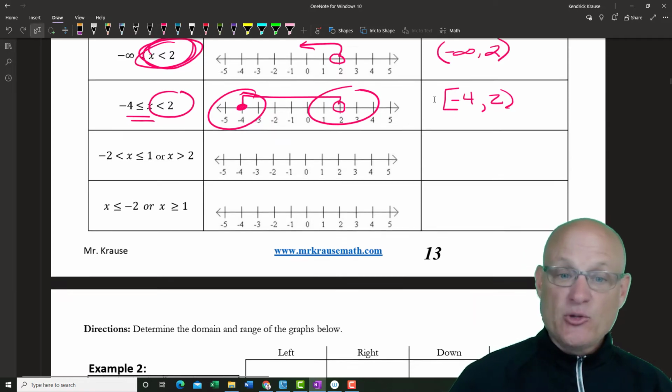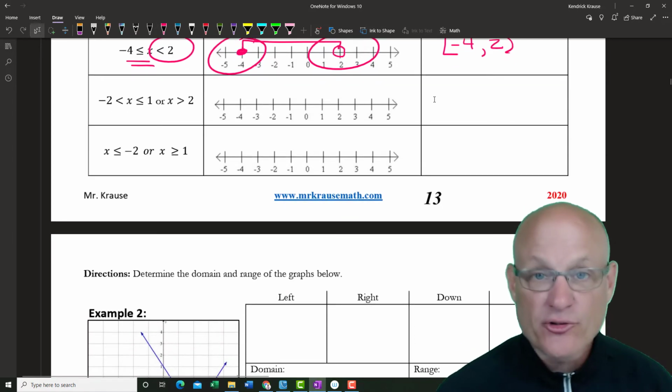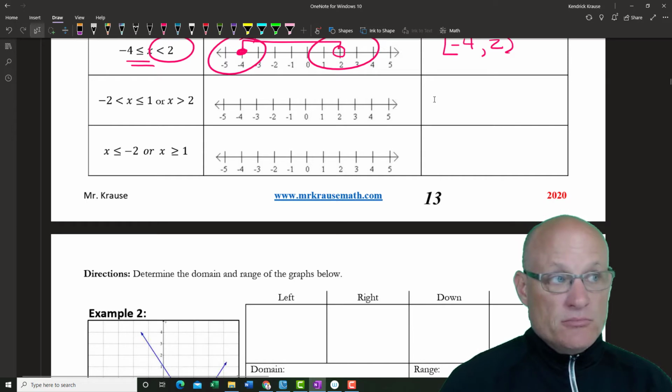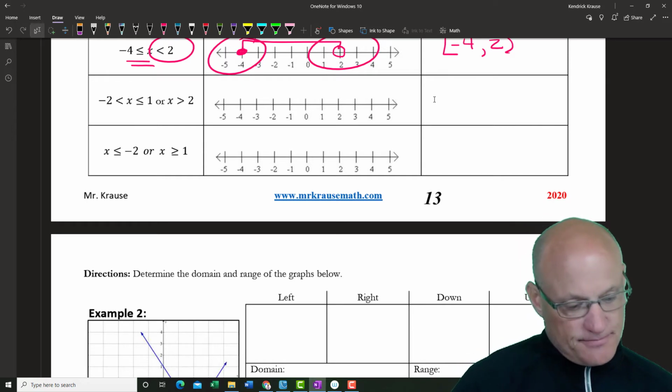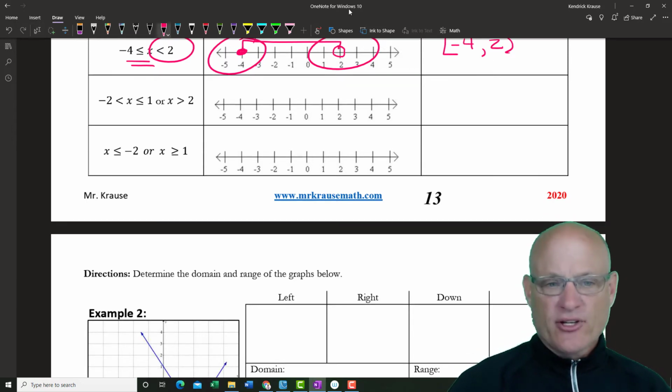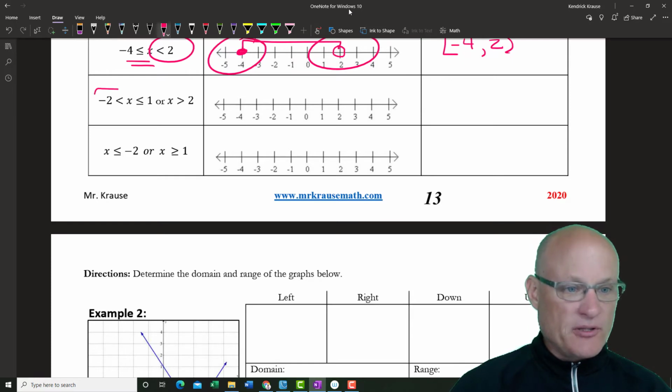All right, this one's got 2 pieces. And I'm going to introduce you to some new notation. So we're going to look at just this piece first. So -2, open circle. 1, closed circle. And x is in between those.